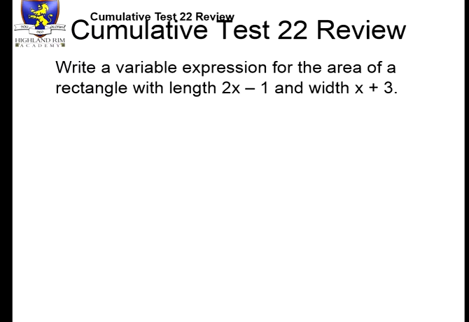Now, we write a variable expression for the area of a rectangle with the length of 2x minus 1 and the width of x plus 3. So how do we do this? It's just going to be length times width. So it's 2x minus 1 times x plus 3.